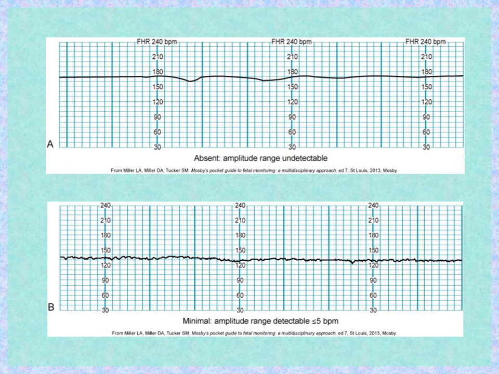In the top slide you see absent or undetectable variability. If you look, there are no variations in the fetal heart rate. And you'll also see that it's a little bit tachycardic in the baseline. In B, in the bottom one, you see minimal variability. You do see some fluctuation in the baseline. In this case, we have a fetal heart rate baseline running about 130.